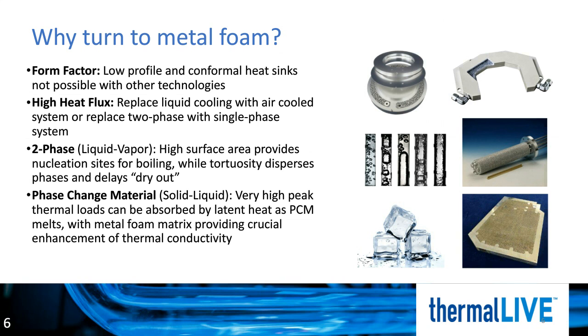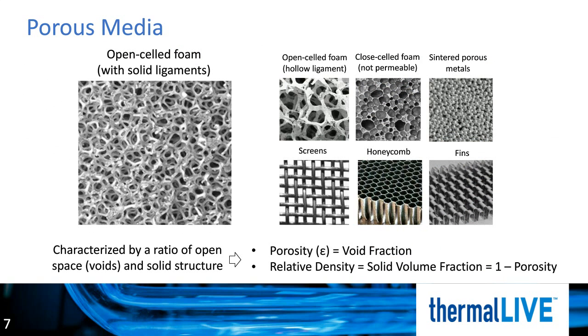Let's turn our attention back to understanding the structure and properties of metal foam. At the macro level, metal foam is simply a type of porous medium containing open space, or voids, and solid structure, or the matrix. Numerous other materials fit the broad category of porous media, including different foams, but not all of them are relevant to heat transfer.